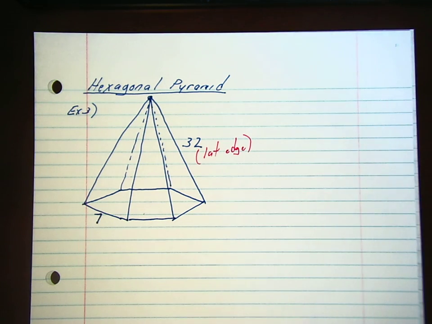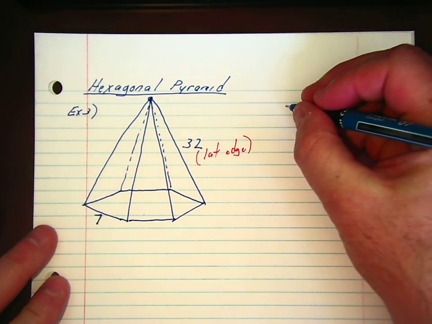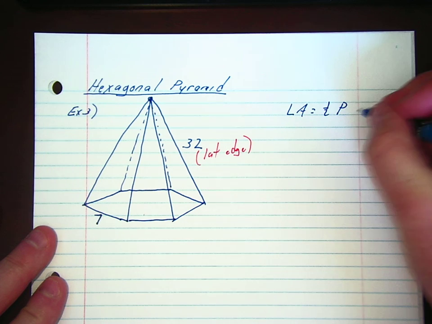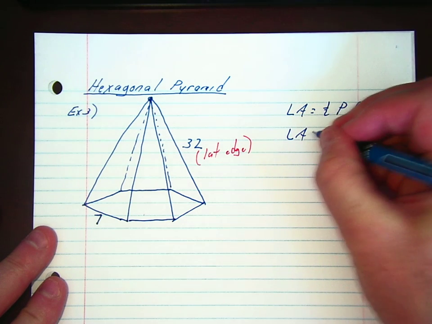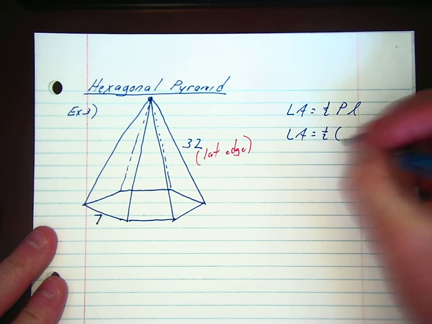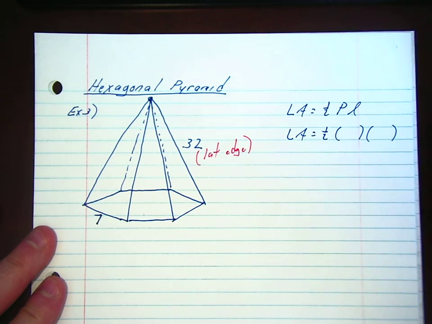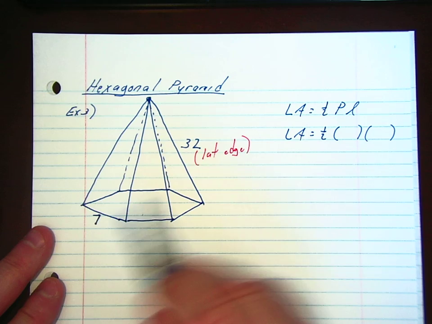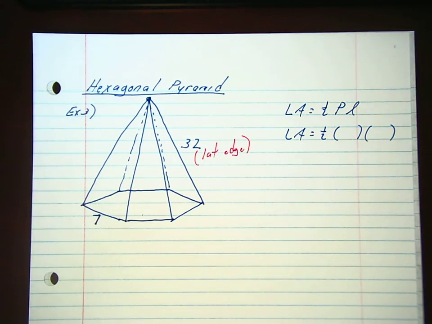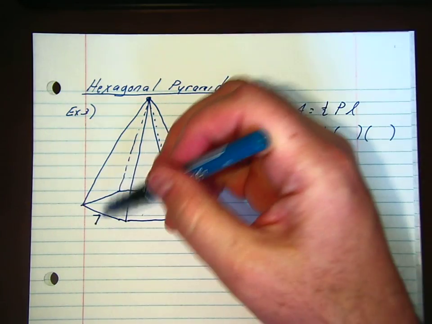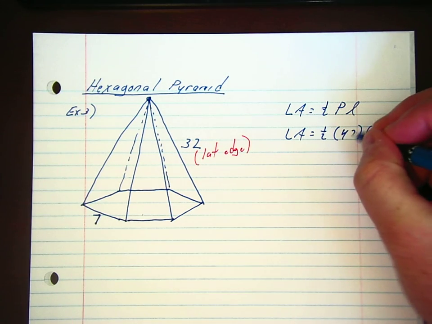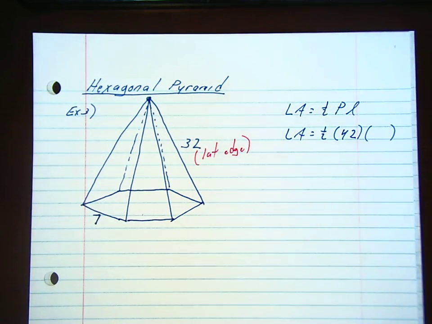All right, so first we're looking at lateral area. So we know that lateral area is 1/2 PL. So it's 1/2 the perimeter of the base times the slant height. Now, the base is a hexagon, 6 sides, and they're all 7. So that's pretty easy. Just 7 times 6, because you got 7, 7, 7, 7, 7, 7, and that'll be 42. So hopefully not a big deal right there.